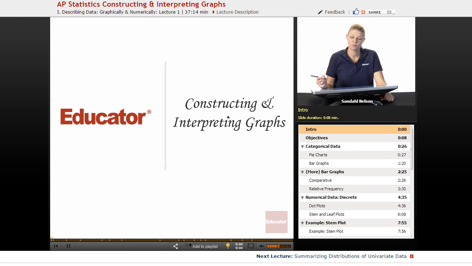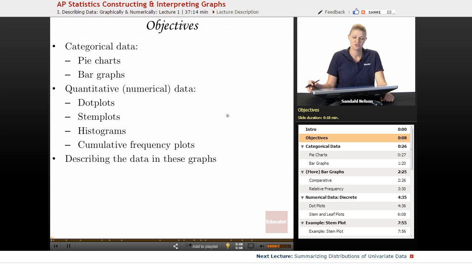In this first lesson, we're going to be talking about constructing and interpreting graphs. So just an overview of this lesson. We'll first talk about categorical data and graphs that you'll use for that type of data. Then we'll talk about quantitative or numerical data and the graphs that we'll use for that. And then lastly, we'll just talk about how we would describe data using a graph.